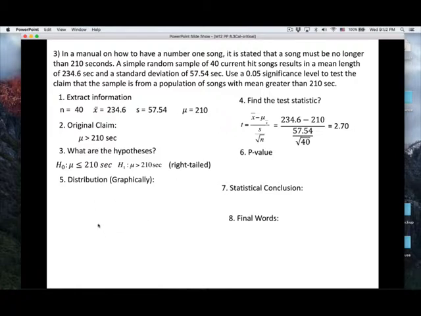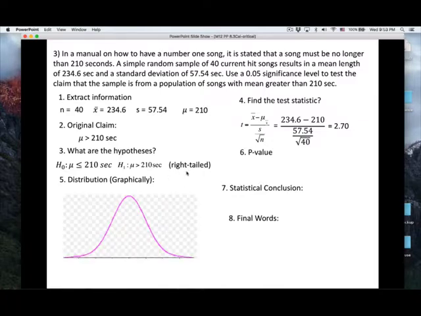Now the distribution. We are working on the t distribution. It looks like the bell shape, and also we have the right tail test. So you should have the bell shape here with the right tail. And then we are working on the p-value method. The test statistic is 2.7. It's talking about this point here. This point will be 2.7. And we'll be using the test statistic to find the area of the right tail, which is going to be your p-value.